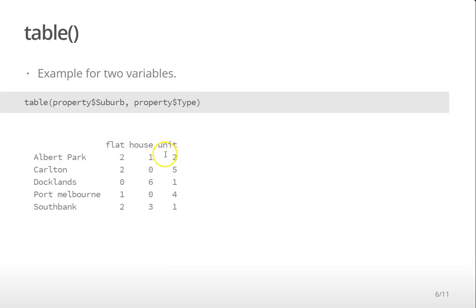This type of table, when we deal with 2 different variables, is a cross tabulation. Cross tabulation includes a bit more information. For example, in addition to knowing there are 5 properties in Albert Park, I know the breakdown of that as well. For example, I know 2 flats, 1 house, and 2 units make up all of those 5 properties.